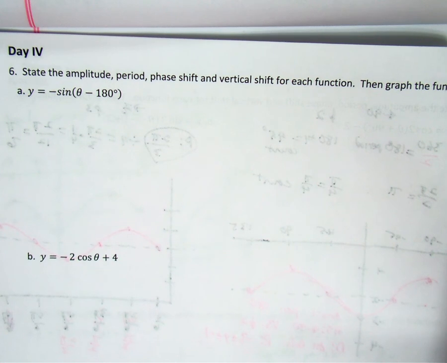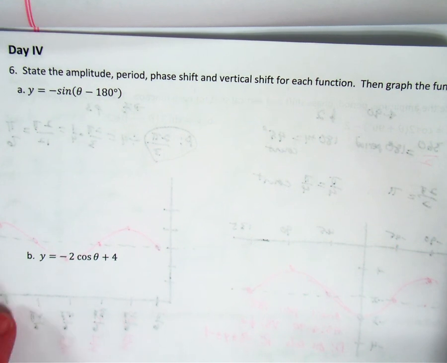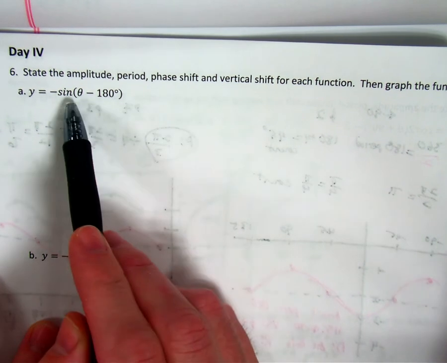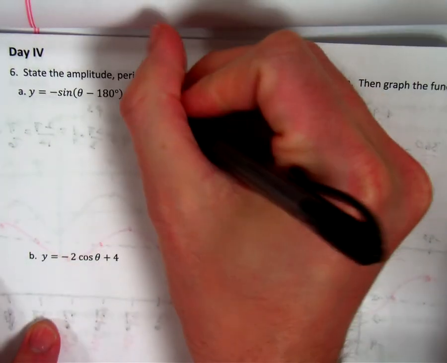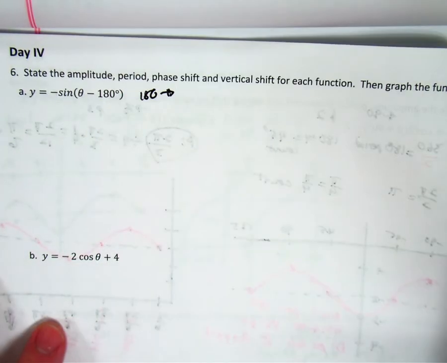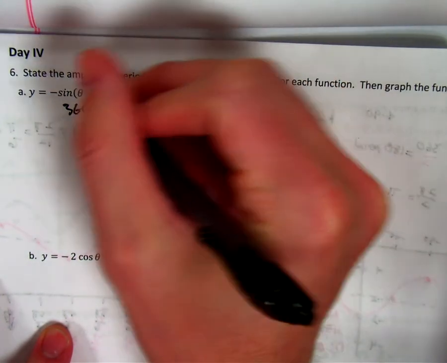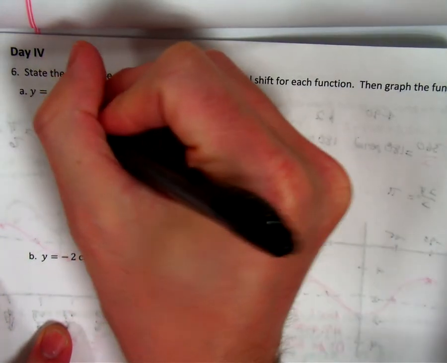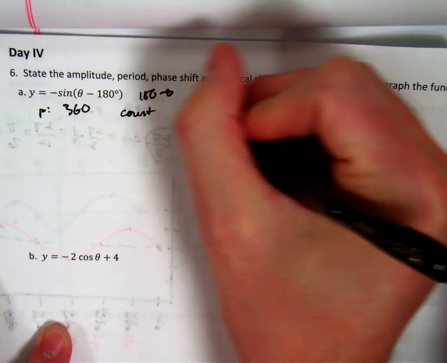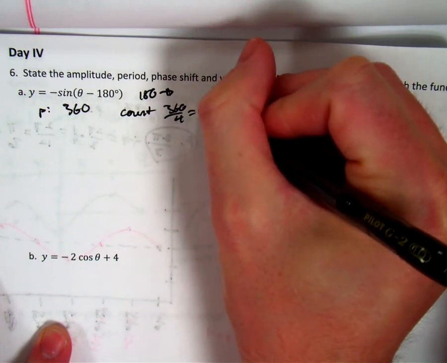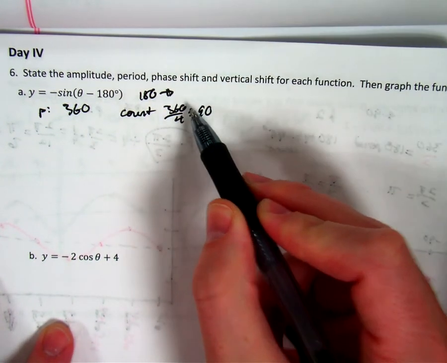All right, so we got y equals negative sine of theta minus 180 degrees. We're starting you off in degrees like we do usually for the first one, just so it's a little easier. So we don't have any up and down. We don't have any period change. It's just 180 to the right. Normal period is 360. There's no period adjuster, so the period is still 360. We're going to count by 360 divided by 4. We're going to count by 90s, and we are 180 to the right.